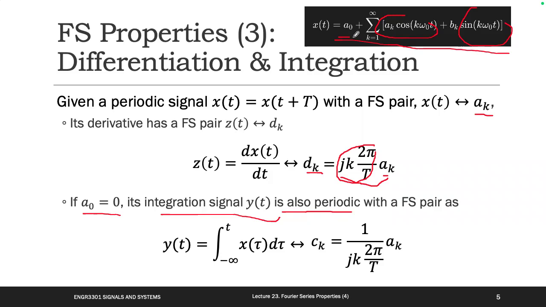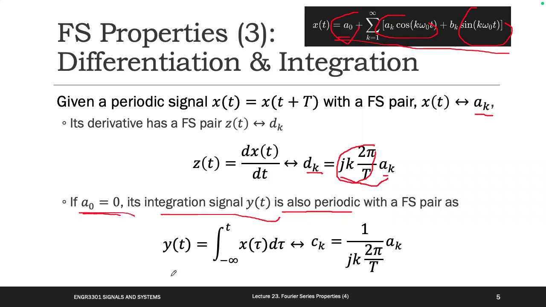Is this periodic? No, because you can see it changed the periodicity. So if you want the signal to still be periodic after you integrate it, this item must be 0. If your signal is just related to sine and cosine functions, after you integrate it, it's always periodic, because integrating sine and cosine always gives sine and cosine. So that's the reason why this must be 0.